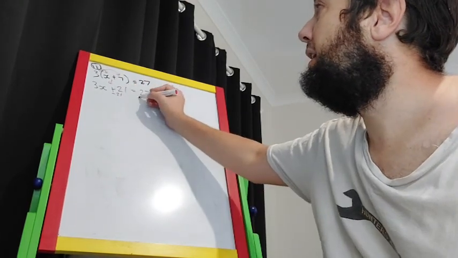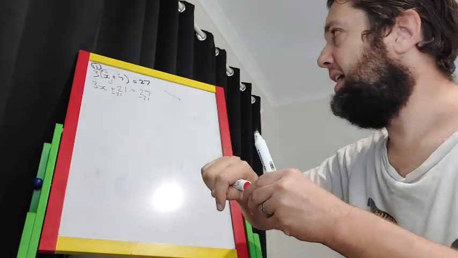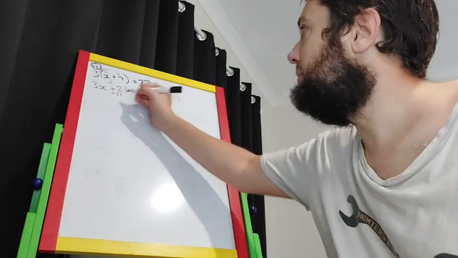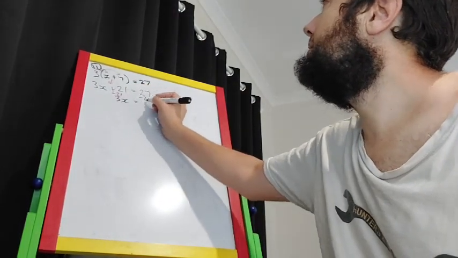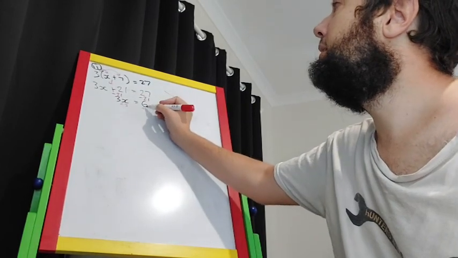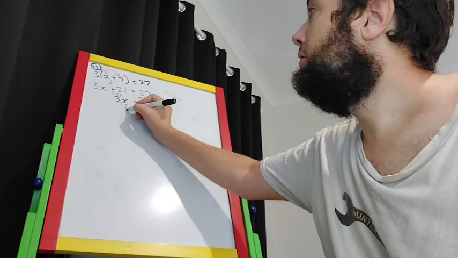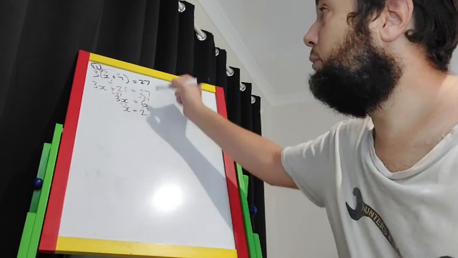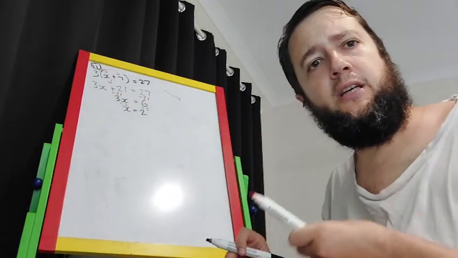You then solve the same way as we have done in the past. Do your addition, subtraction first. Opposite of adding 21 is subtracting 21. So we get 3x is 6. The opposite of multiplying by 3 is dividing by 3. And we get x is 2. Remember, you could always check that answer by putting 2 back in there and checking it works.